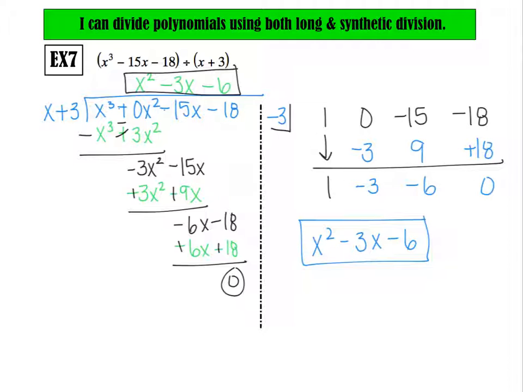Alright, so on this final example, you should have ended up with x squared minus 3x minus 6, whether you did it by long division or synthetic division. So go ahead and if you got the right answer, then keep moving through the video. If not, pause it and look through my work and see if you can find your points of confusion or any questions you might have.